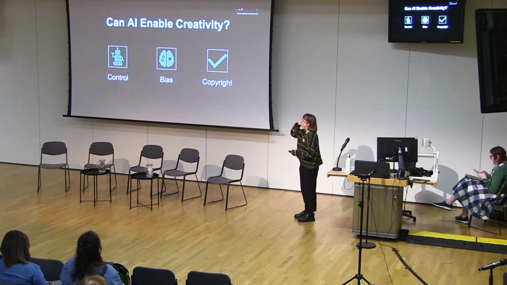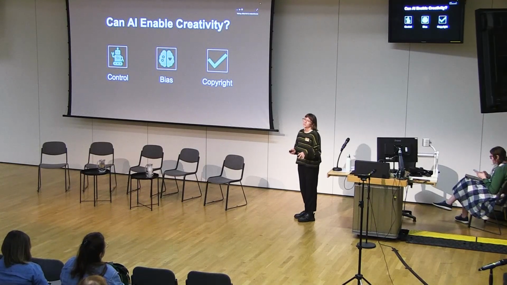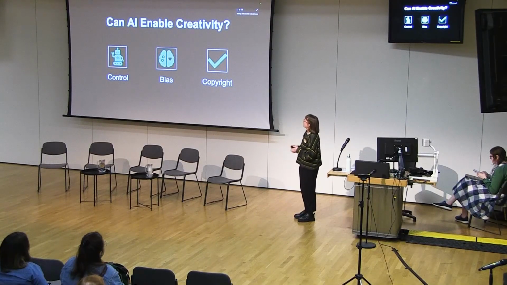The second was thinking about bias. We all know that AI has a tendency towards bias, and does this affect how creative students are when they're using it? And the last point was copyright. I was really interested in how, because the AI is trained on all these other artists' data, do students then feel like their work is unique at the end of it? Are they conscious of the fact that they're remoulding other people's artworks?